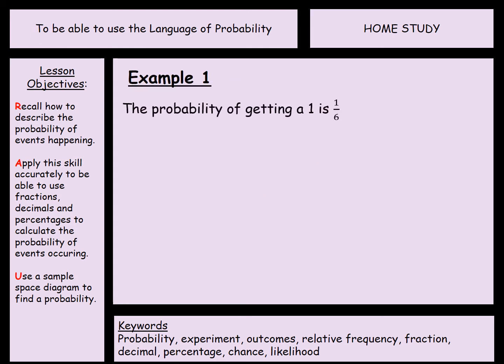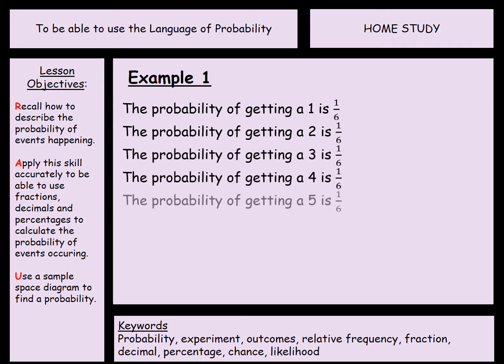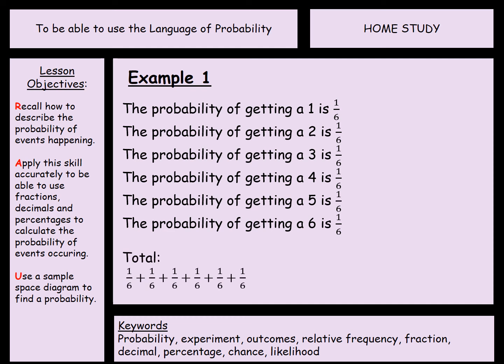So an example, the probability of getting a 1 on a dice is 1 out of 6. The probability of rolling a 2, 1 out of 6, 3 out of 6, 4 out of 6, and so on. These are our theoretical probabilities. Now, it might be that over time, as you will have seen in yesterday's lesson, when you start to roll your dice, you don't exactly get this. But in theory, if you were to do it an infinite number of times, these are the probabilities that you would get. If you add them all up, you get 1.